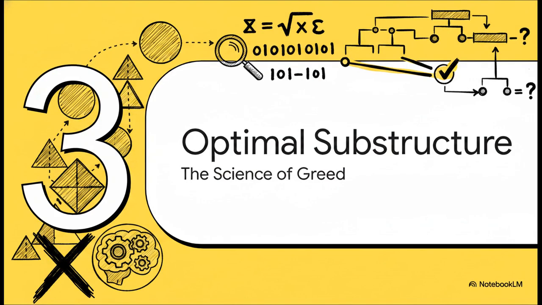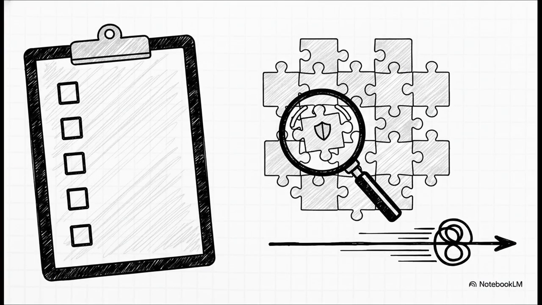Section 3. Optimal substructure, the science of greed. Now, we can't just rely on intuition in computer science, right? How do we prove this works? Take note of this 6-point checklist. To responsibly deploy a greedy strategy, you fundamentally have to prove the problem has what we call optimal substructure, meaning the global solution absolutely contains optimal sub-solutions.